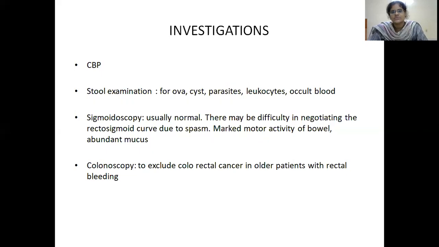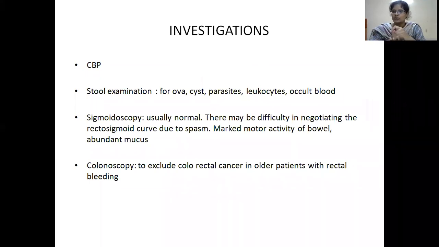Next, another investigation will be colonoscopy. Why do you mainly want to do colonoscopy? In an elderly patient who is presenting with more than minimal bleeding: in constipation, a minimal amount of bleed can be seen, which can be due to a local cause. But if it is more than minimal bleeding, you do not suspect it is because of this. There is something more than that which is causing the bleeding. Then you have to exclude malignancy, mainly in elderly patients, where the chances of malignancy are higher.